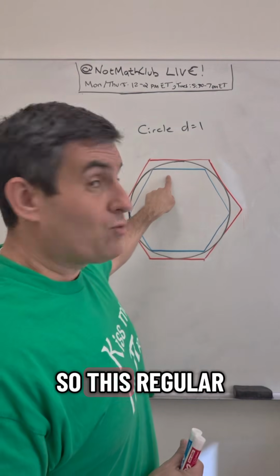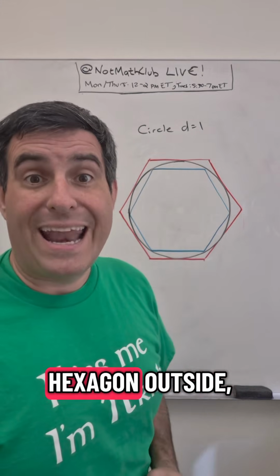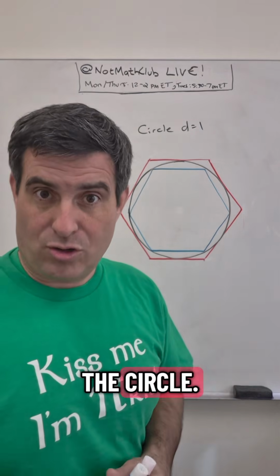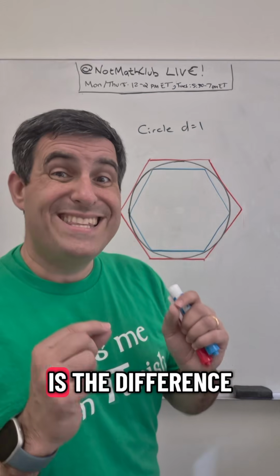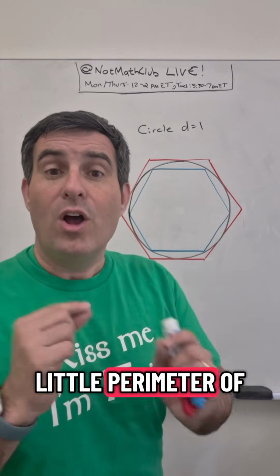So this regular hexagon here, the corners are touching the circle, and that regular hexagon outside, it's tangent to the circle. And then the question is, what is the difference in the perimeters? In other words, what's the big perimeter minus the little perimeter of those two hexagons?